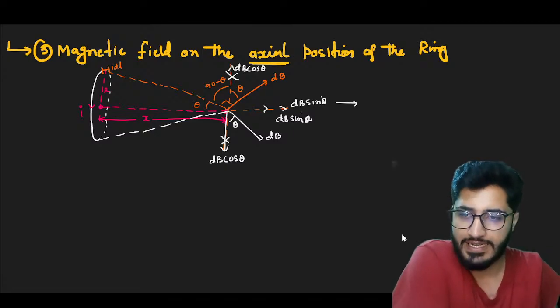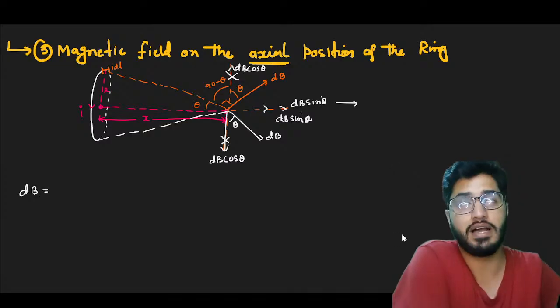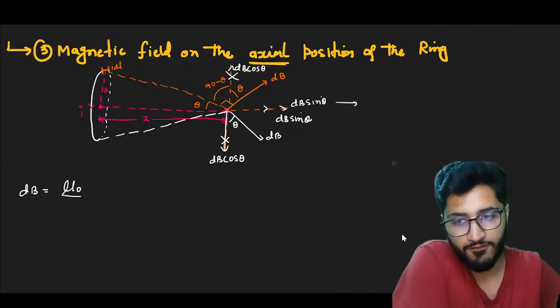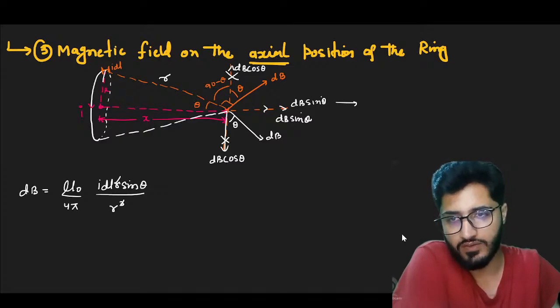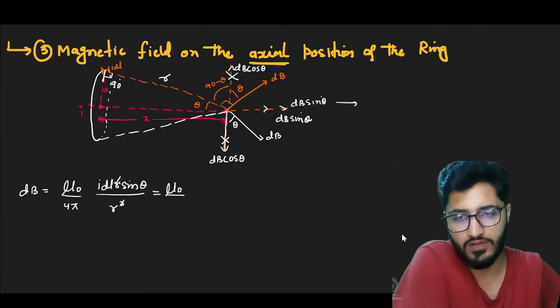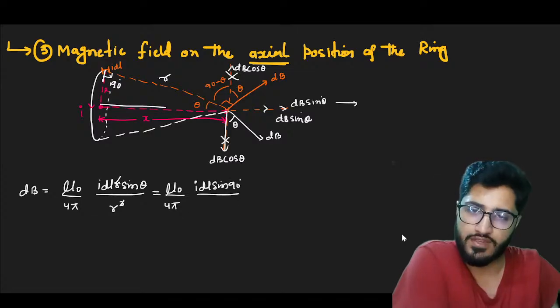Okay. So my dB, by Biot-Savart law, is mu naught by 4 pi, which is constant, then I dl r sin theta divided by r cube. One r cancels out. You can see now the angle between these two is 90 degrees, always. So I write mu naught divided by 4 pi, I dl sin 90 divided by r squared. If the base is x and the perpendicular is r, my hypotenuse would be the square root of x square plus r square.